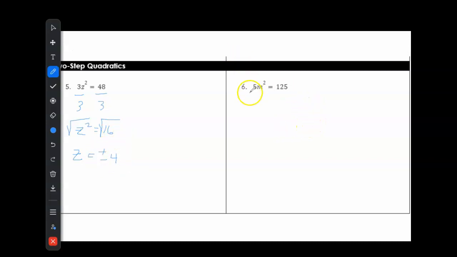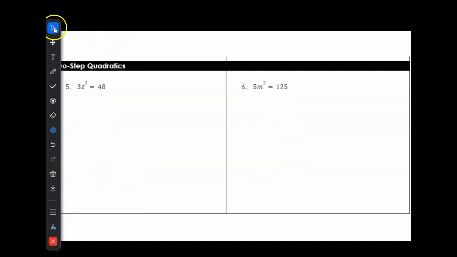Same thing here. You need to move the 5 first. We need to move the 5 first. So m squared equals 125 divided by 5 is 25. Square root of both sides. m is equal to, square root of 25 is 5. So we're going to make it plus or minus 5.